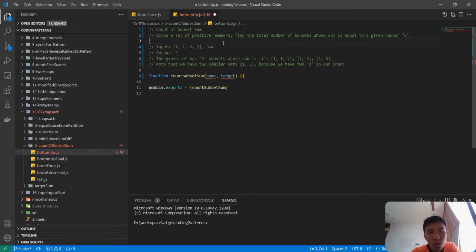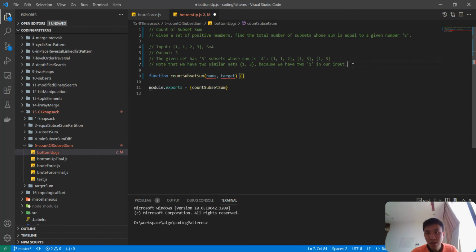So for this given input, the expected result is 3, which means there are 3 subsets that sum up to 4. The target sum is 4, and the subsets are 1, 1, 2; 1, 3; and 1, 3. Note that we have two similar sets, 1, 3, because we have two ones in our input. So this one goes with 3 to form one subset, and this one forms with 3 to form another subset.